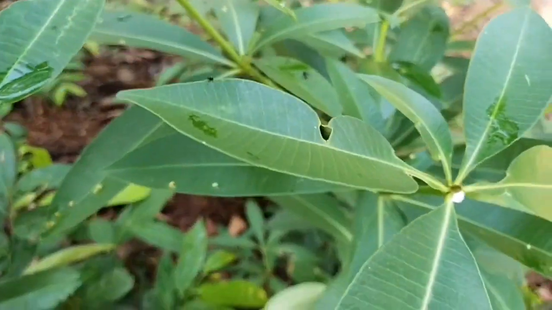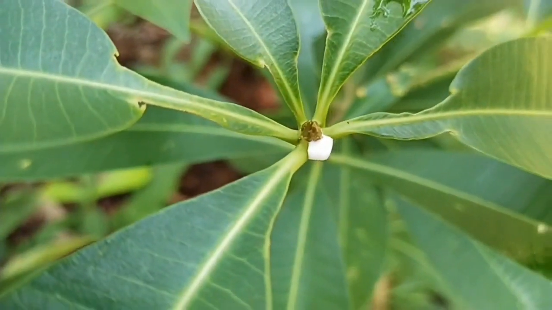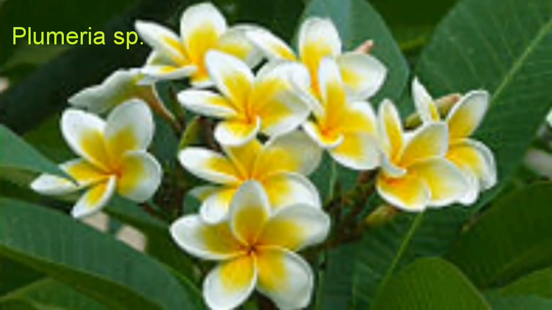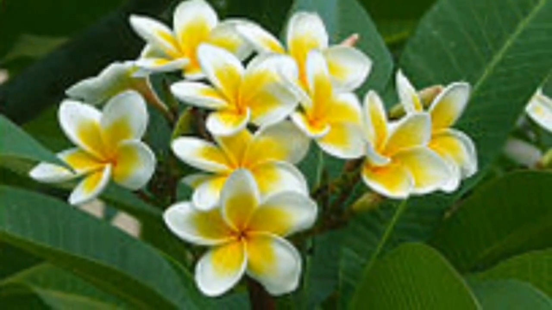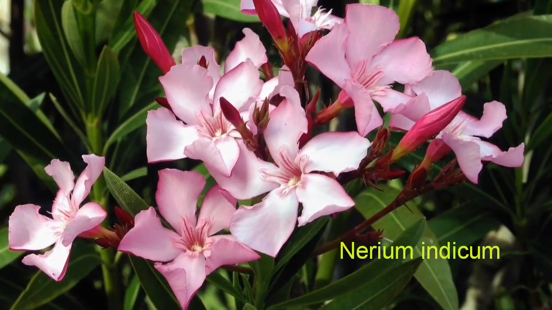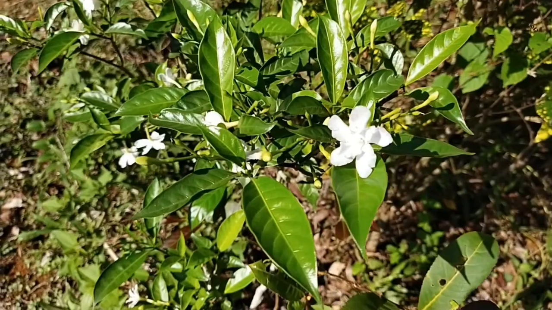The species name scholaris has an interesting origin. Scholaris means something which is used by scholars. This is because in olden days the leaves were used instead of paper to write. Now this is another common example of Apocynaceae, Plumeria species. This is called Nerium indicum, Karavira in Kannada.